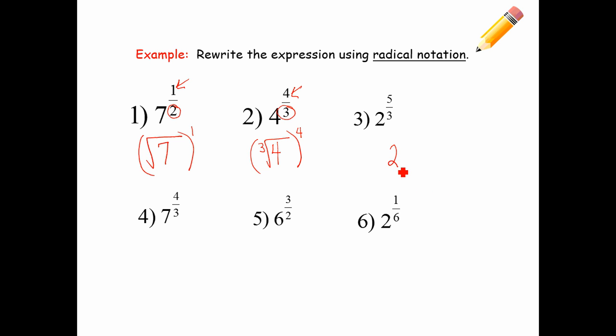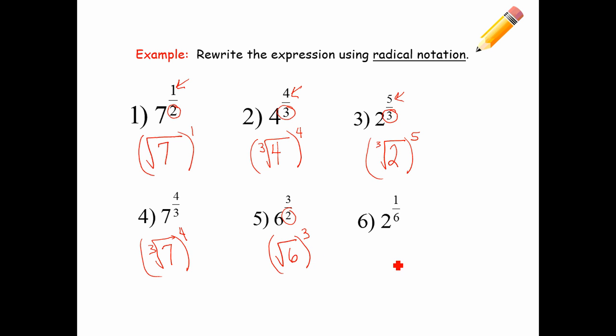I have 2 inside of another cube root raised up to the fifth power. And we could continue this pattern here. 7, we have a cube root of 7 raised up to the fourth power. Number 5 here would be a square root of 6. Remember, the denominator is the type of root, raised up to the third power. And last but not least, number 6, the sixth root of 2 raised up to the first power.